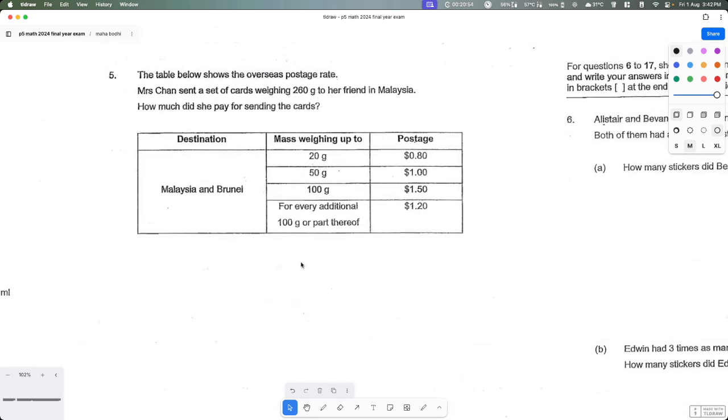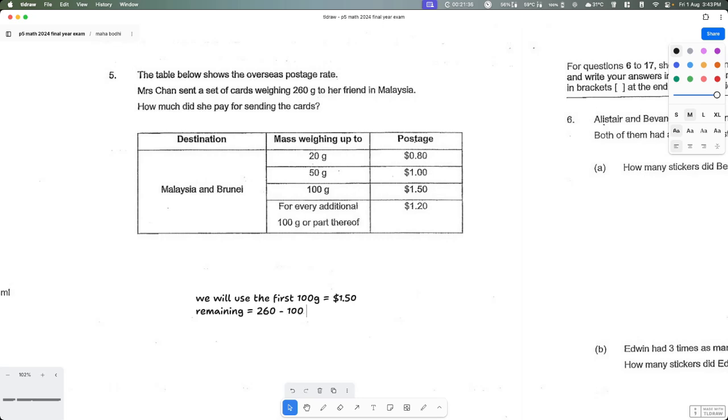Question number 5. So it says here the table below shows the overseas postage rate. Mrs. Chan sent a set of cards weighing 260 grams to her friends in Malaysia. How much did she pay for sending the cards? So mass weighing up to 20, 50, 100 grams. Okay, so 260 grams, right? We will use the first 100 grams, which is equal to $1.50.